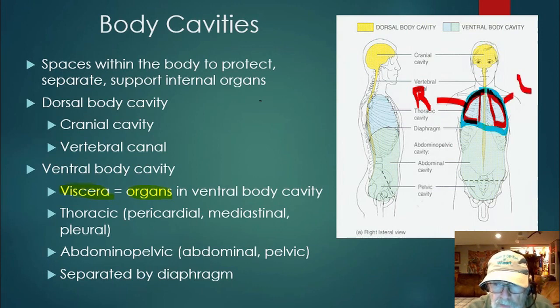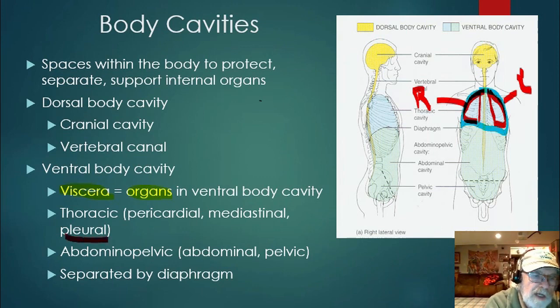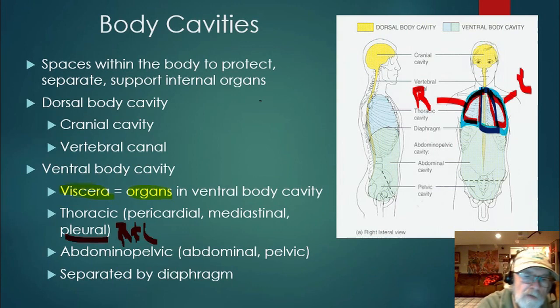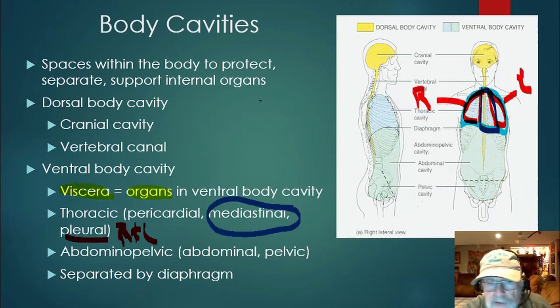I have that the thoracic cavity is divided by a membrane into a right pleural cavity and a left pleural cavity. So my thoracic cavity has a pleural cavity, right and left. Okay, but that leaves something out. That leaves out this whole area right here. This whole area is called the mediastinum, the mediastinal cavity that sits in there.